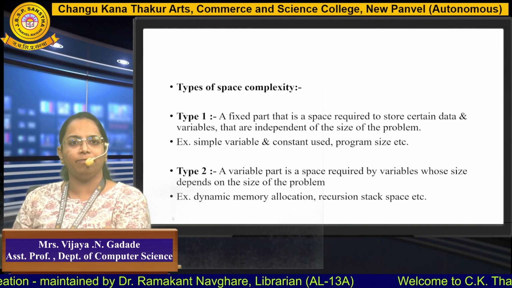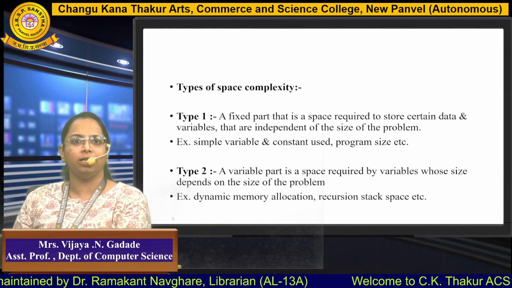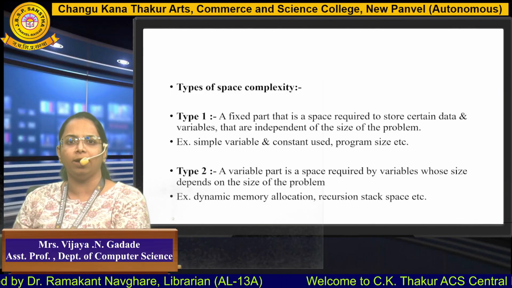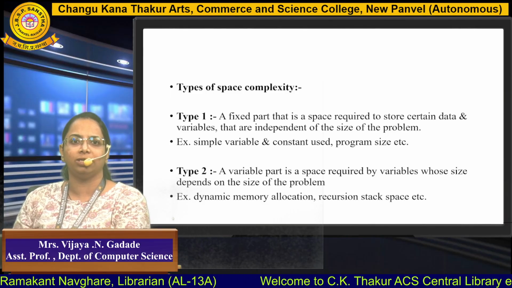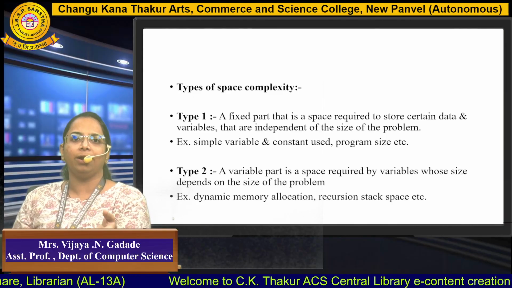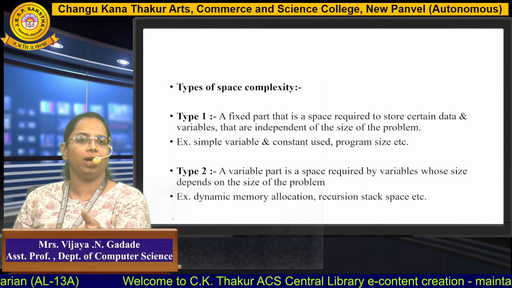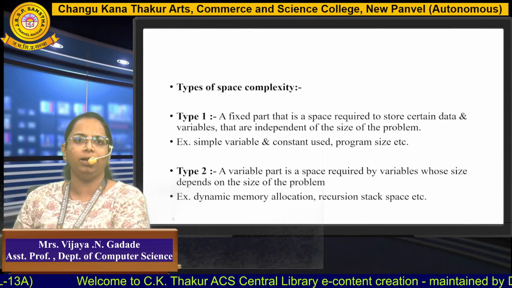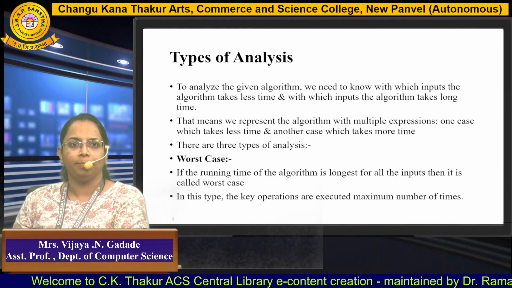So this is nothing but the fixed part, and the variable part is the space required by variables whose size depends on the size of the problem. Examples are dynamic memory allocation, recursion, stack space, etc. These are the examples of variable part type space complexity.